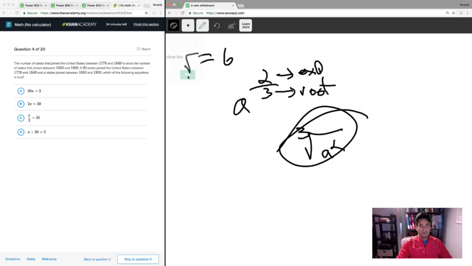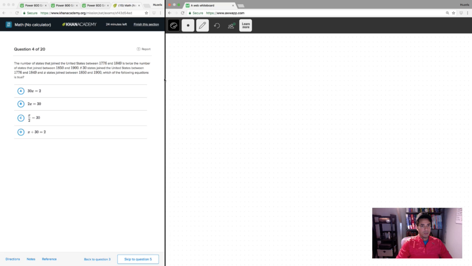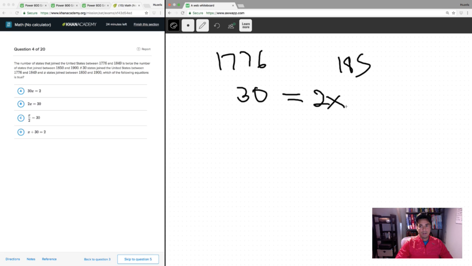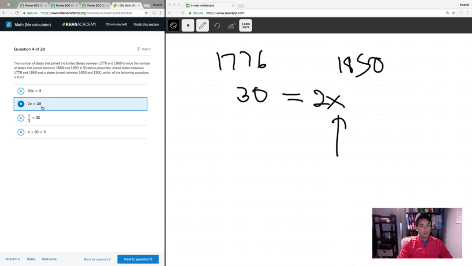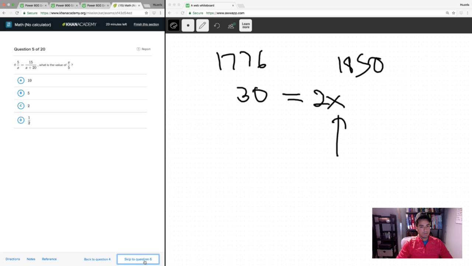Number 5, the number of states that joined the United States between that year is twice the number of, so 1776, and then this one is 1850. It's twice the number of states that joined between 1850 and 1900. So 30 states joined in this period, and x joined in 1850 to 1900, and 30 is twice the number that's over here. So this is twice whatever this number is. Now I've set up the equation just how they want it. And they said, which of the following equations is true? And we should look for 30 equals 2x. This is almost close. It's this one. 2x equals 30. It's the same thing, but just flipped.